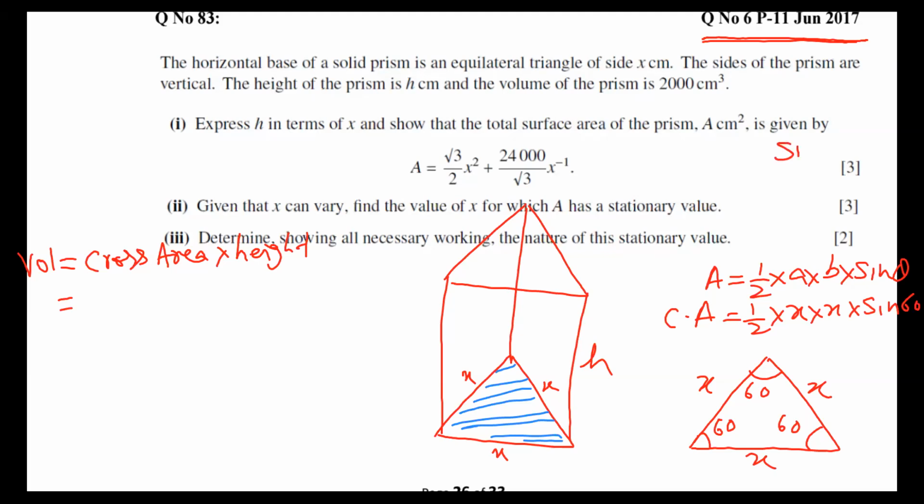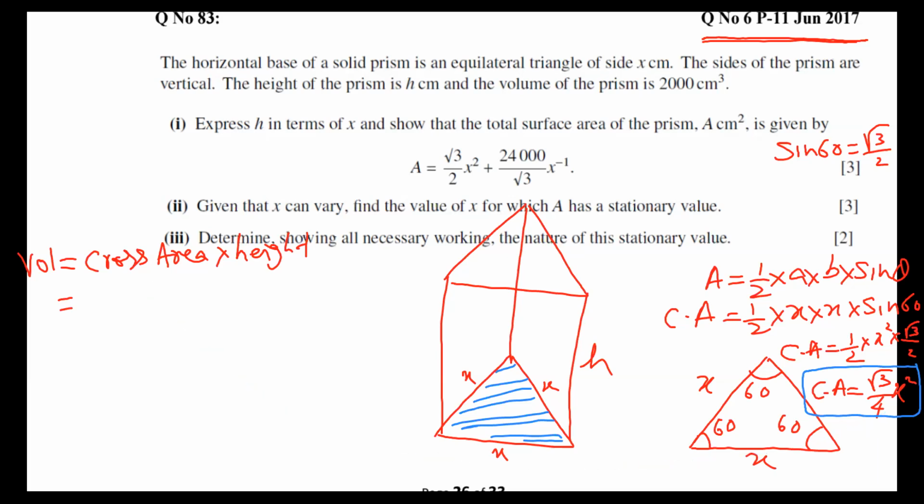Let me explain again. Sine 60 is equal to root 3 by 2. X times X becomes X square. Let me write here: CA, cross area, equals half times X square times root 3 by 2. Ultimately I get the answer: root 3 by 4 times X square. This is called the cross area. Let me rub this X because I need to write CA here. So I got the cross area. I think this part is not hard at all, Alhamdulillah.